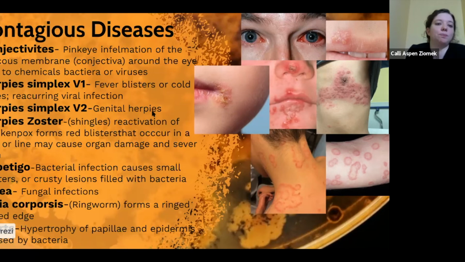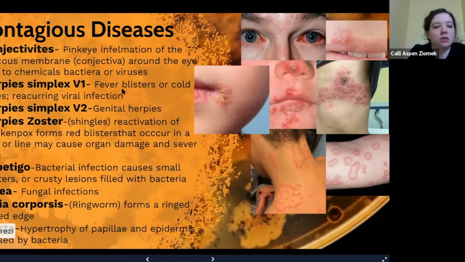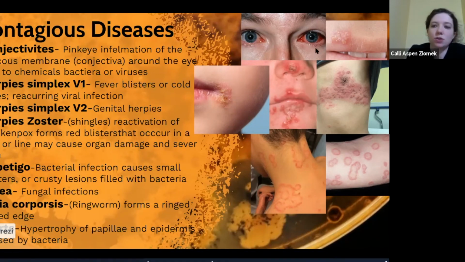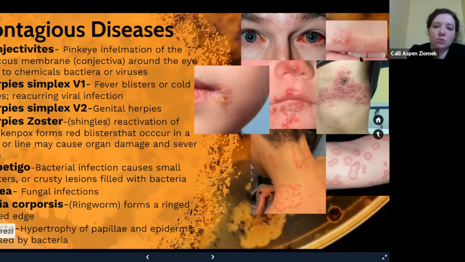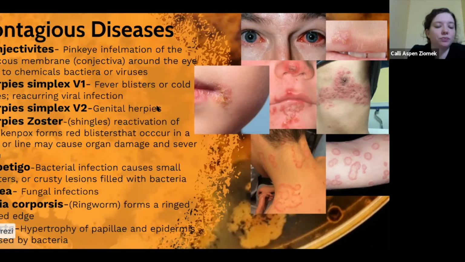So the next one is herpes simplex version 2, which is genital herpes. So it looks the exact same as what this client has on his lip as what they would have in their genital area. The next one is herpes zoster.